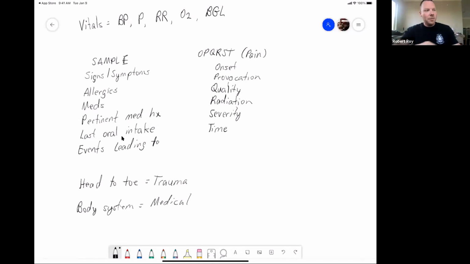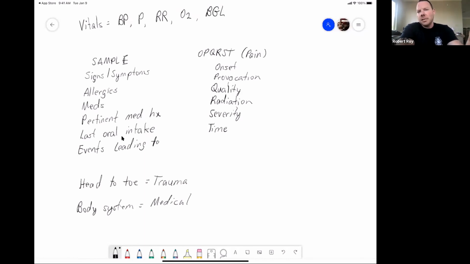So we're going to start with SAMPLE. These two mnemonics are meant to help you remember what questions you're going to ask when you get to your history. So when we're dealing with SAMPLE, you can ask SAMPLE on every single patient you come across. The questions are going to apply no matter what you were called 911 for. All right. OPQRST, not necessarily.